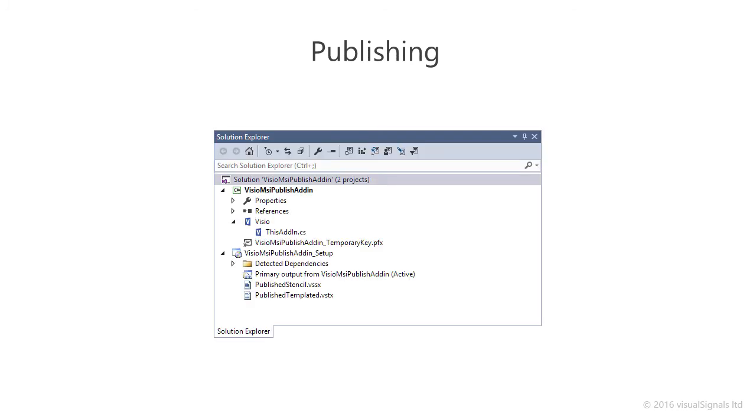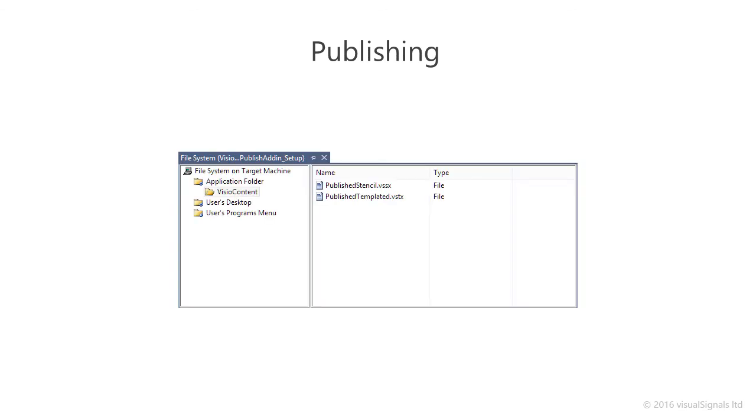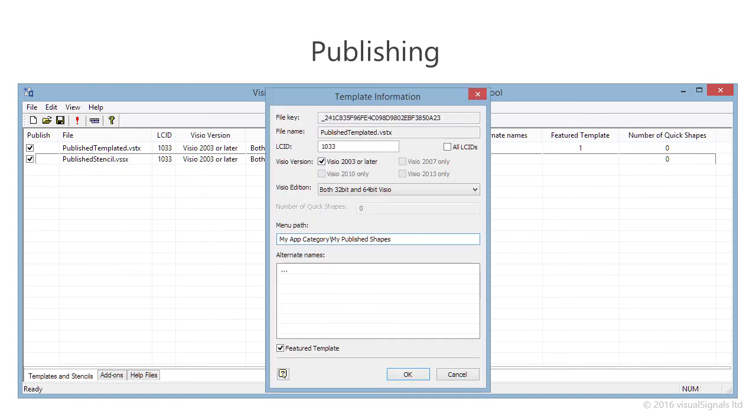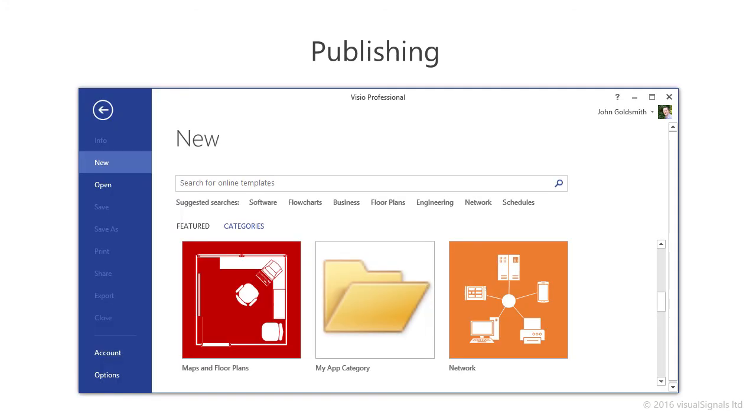So for example, here's a VSTO add-in project with an associated setup project. I've referenced the stencil and template that I want to install within the setup project under a folder that I've decided to name Visio Content. If I build the project, an MSI will be generated, and I can then open the publishing tool and point it at the newly created package. Here you can see that I've added a custom menu path, and if I open up the template item, you can also see all of the properties that are available to be set. With all of that in place, I can install the MSI and see my new template created as part of the standard UI in Visio under its predefined folder.